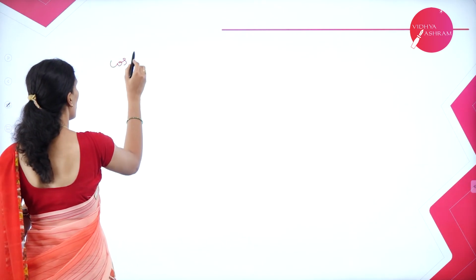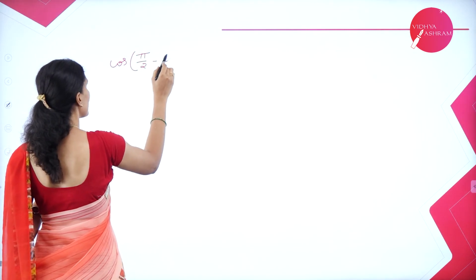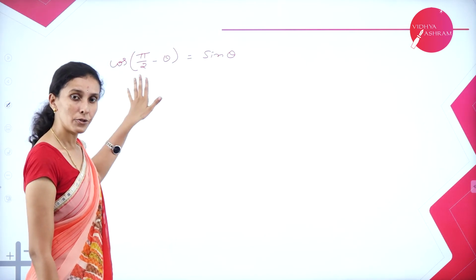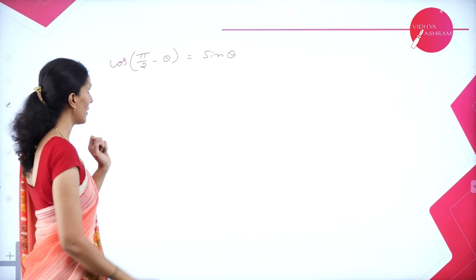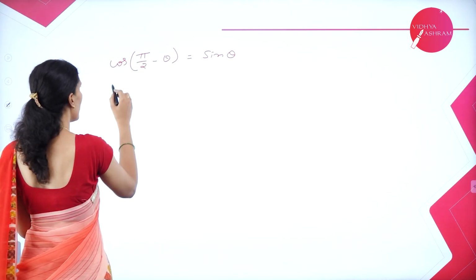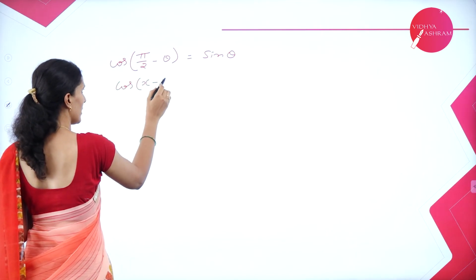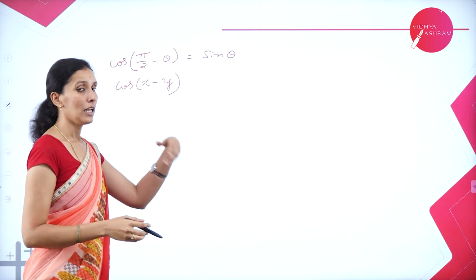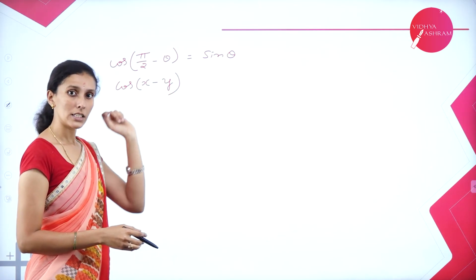We know that cos(π/2 − θ) is equal to sin θ. Let me prove this using the concept of sum and difference of angles, okay? So this is in the form of cos(x − y), isn't it? So cos(x − y) means cos x cos y plus sin x sin y. Let me see whether I'll get sin θ.